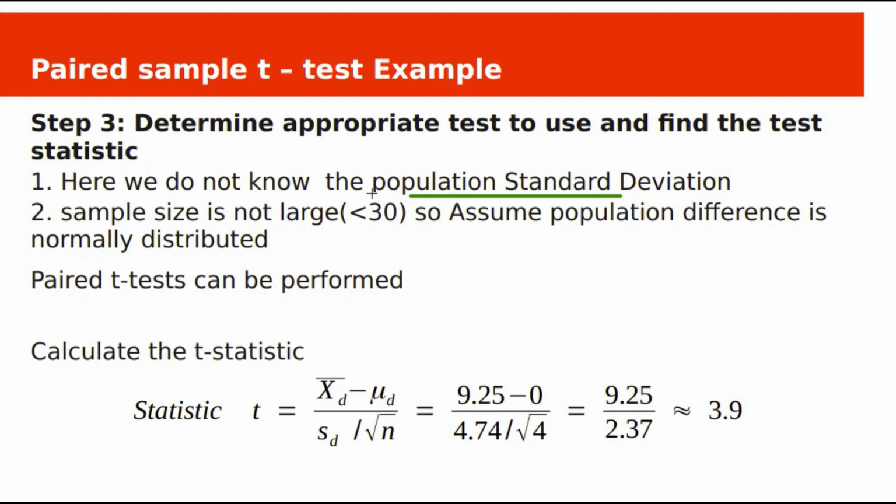Here we don't have the idea about the population standard deviation. Sample size is not large, means less than 30. So assume population difference x̄d follows normal distribution. So we can perform paired sample t-test. Then t statistic is x̄d minus μd by sd by square root n. If we substitute the values, t statistic value will be 3.9.